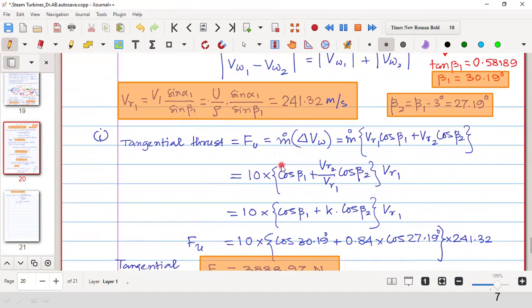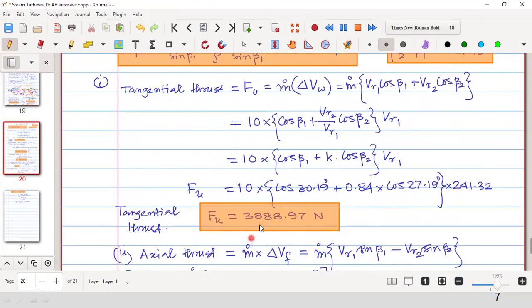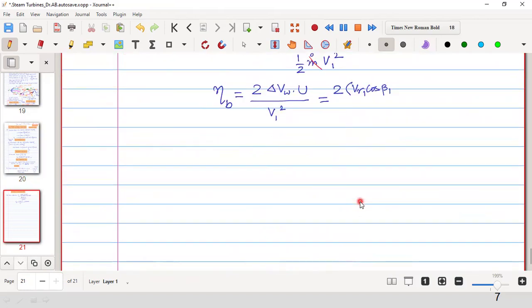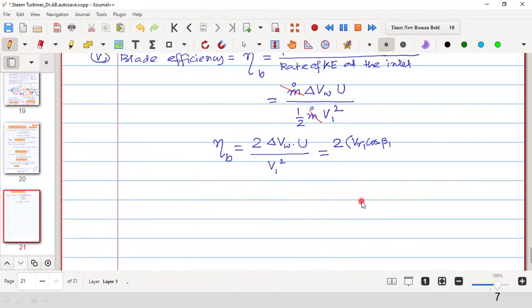So simply that is already calculated. If you divide that by m dot, then you need not calculate it again. Okay, so m dot is 10. So that means Fu is equal to this much. Therefore, if you just divide by 10, it will be 388.89. So that will come easily. You need not calculate it again, but I'm writing for the sake of completeness. It can be easily written.